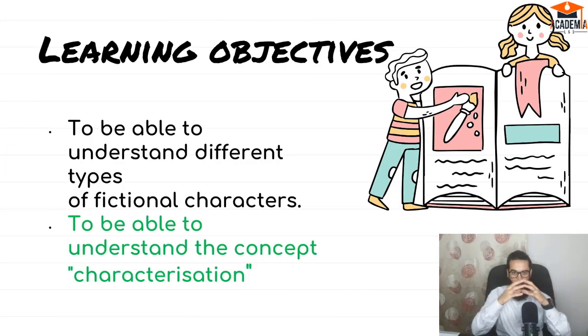The next slide talks about the learning objectives. First of all, to be able to understand different types of fictional characters. We've got different fictional characters, and we've got different types as well. We will go through them together in this online lesson. So make sure you watch the video until the end to be able to understand the concept of characterization.